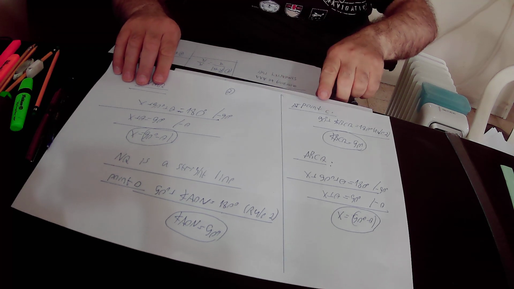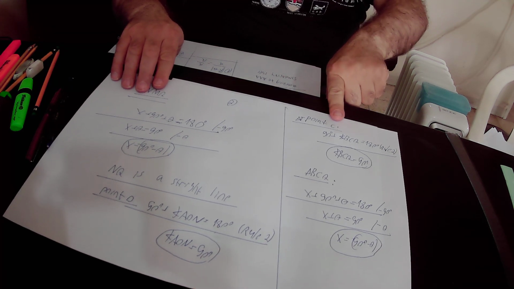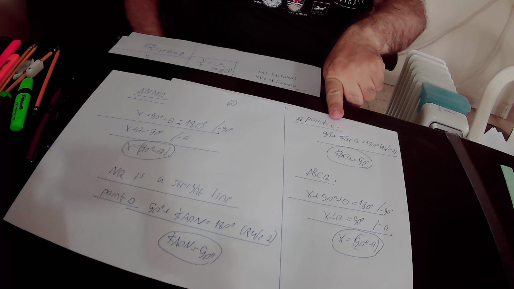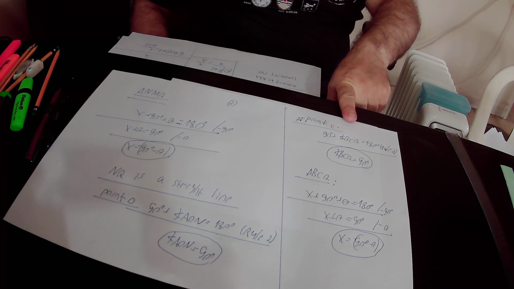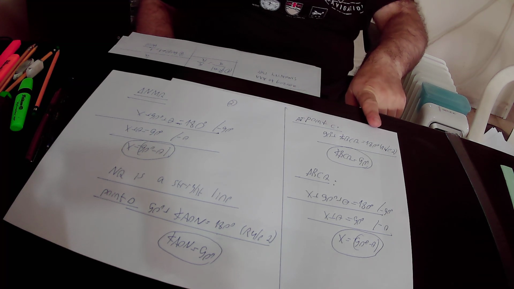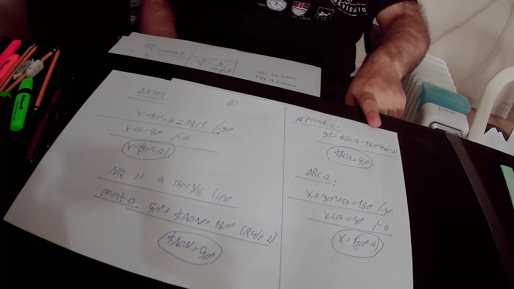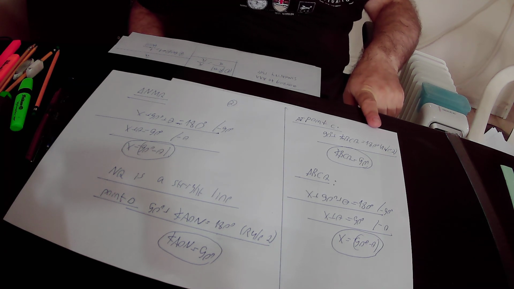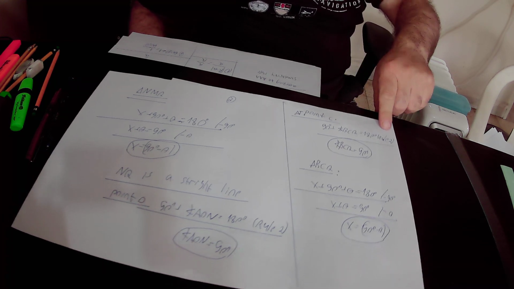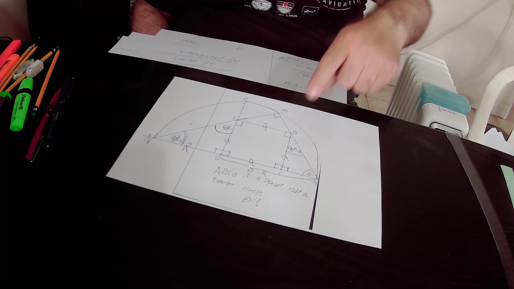Here at point C, one angle is equal to 90 degrees plus the size of angle BCQ. In total, they must be equal to 180 degrees according to rule number 2. We subtracted 90 degrees from this equation, and we got the missing angle, angle BCQ, is equal to 90 degrees. So this is a right angle.